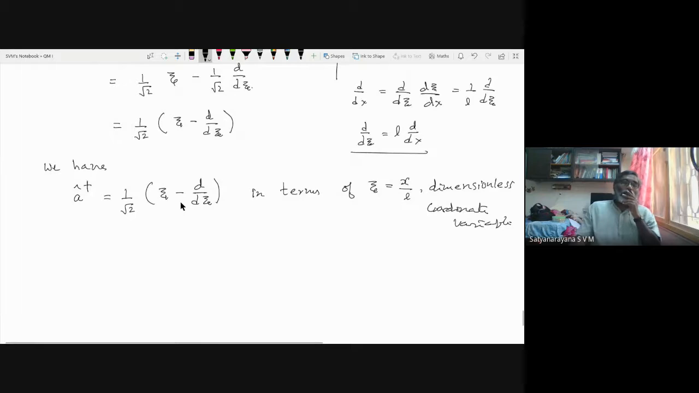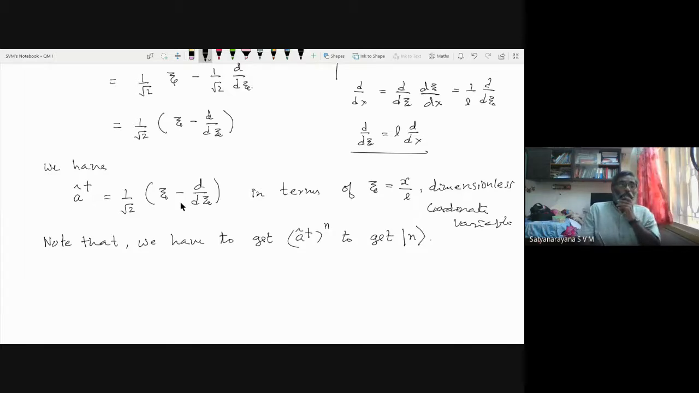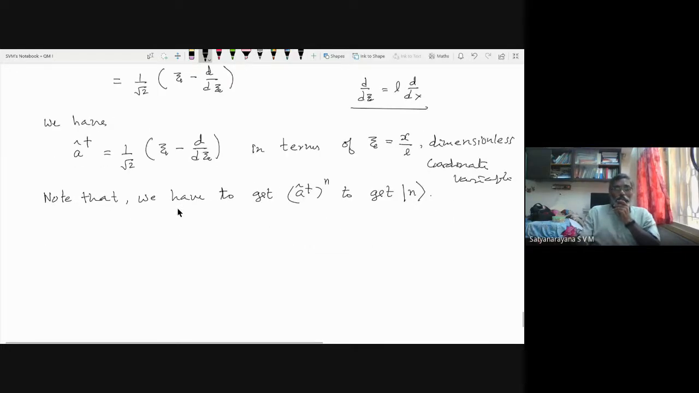Now, as I told you, the operator should always be visualized in terms of operating on a function. Okay, so note that we have to get what is A dagger to the power n. So you have to raise this operator to the nth power. Okay. So this is a trick which we many times use in mathematics. You want to get that.